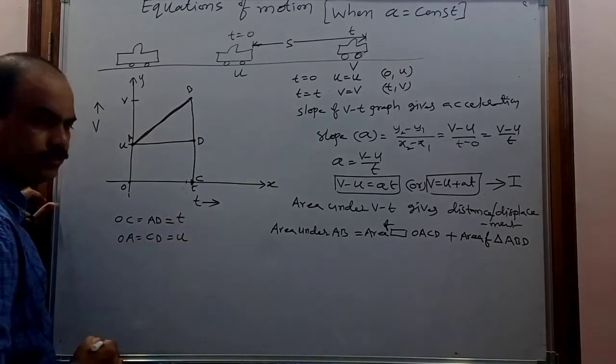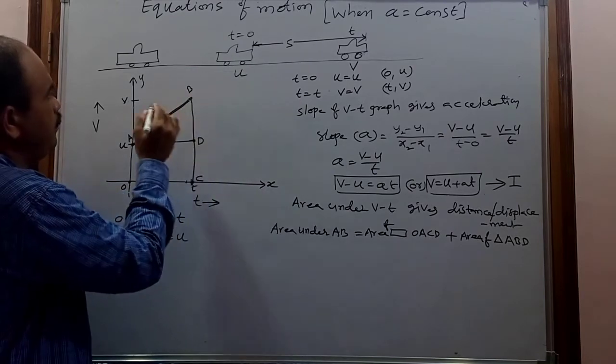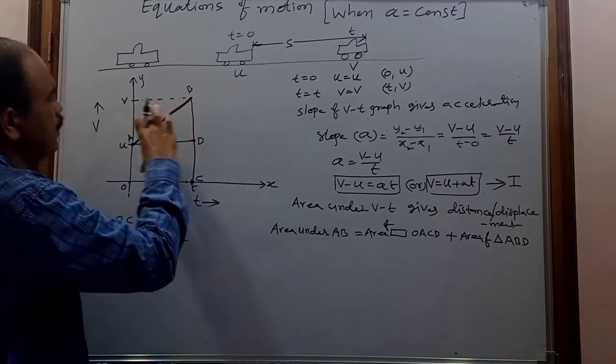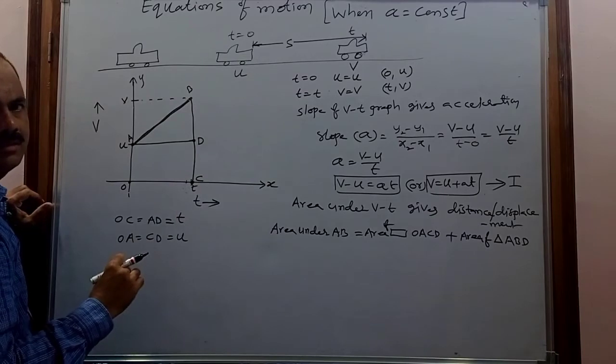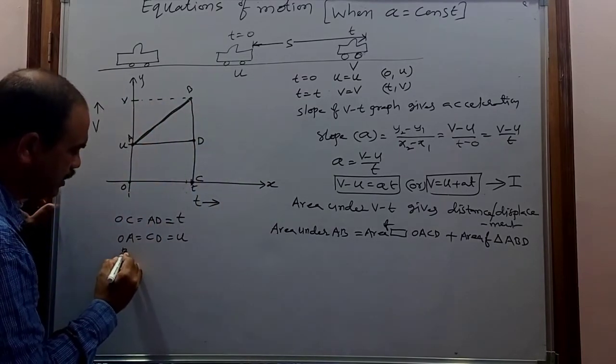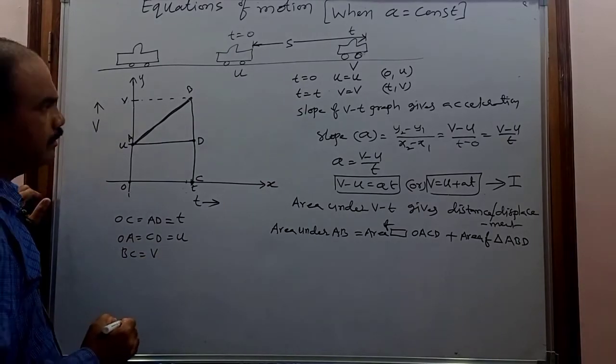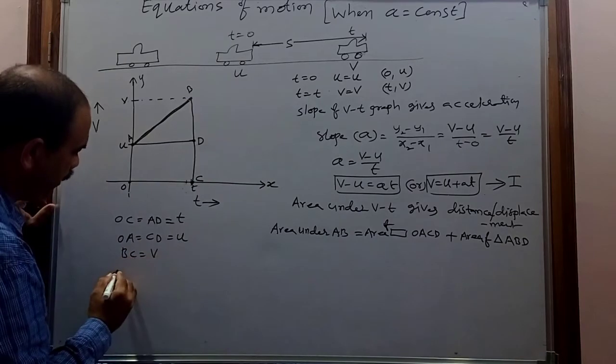So from the graph, you can write OA equal to CD, which represents U. And this BC is nothing but the final velocity; the length of BC gives the final velocity. So BC equals V, the final velocity. But what about BD?